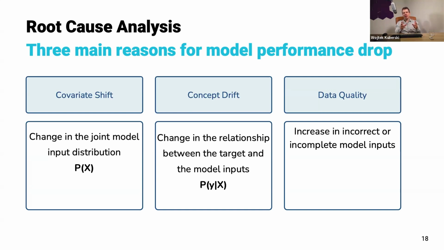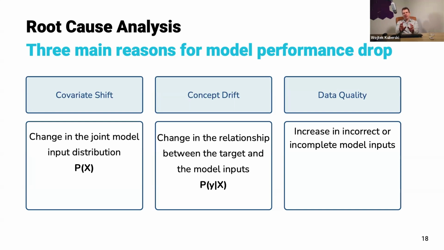Then the second one is concept drift. Concept drift is the change in the relationship between the target and the model inputs. So this is something where we try to predict the target based on model inputs. This is the concept that the model is actually learning. So if that changes, again, that's, I would say, the second main reason for a drop in model performance. And we're going to figure out how to address each of those later on.